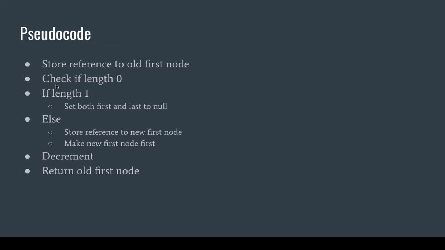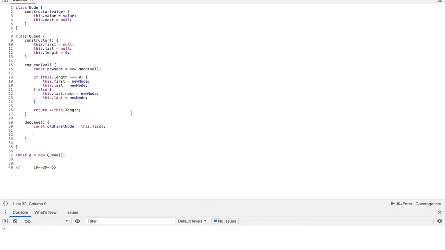So there's that. The next thing we're going to check is an edge case. We're going to check if the length is 0. If this dot length is equal to 0, then we're just going to return undefined.